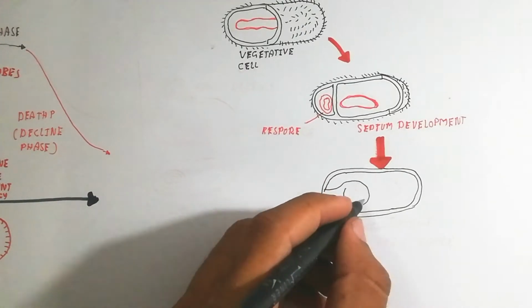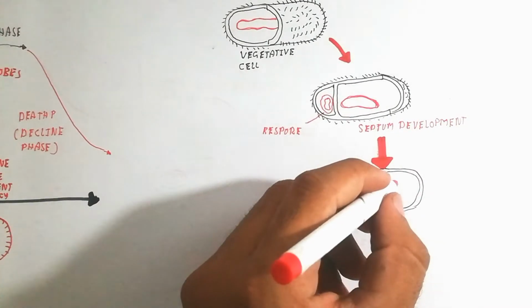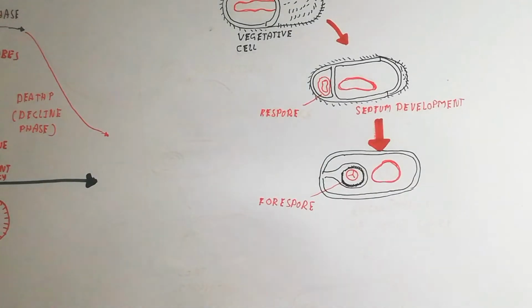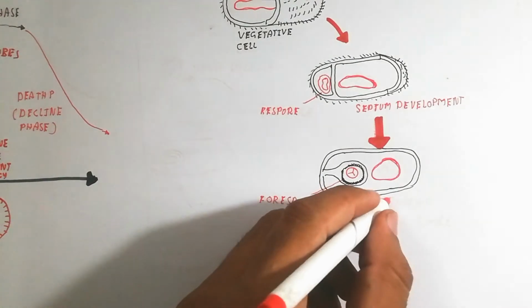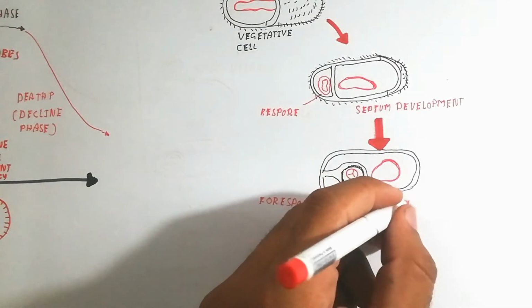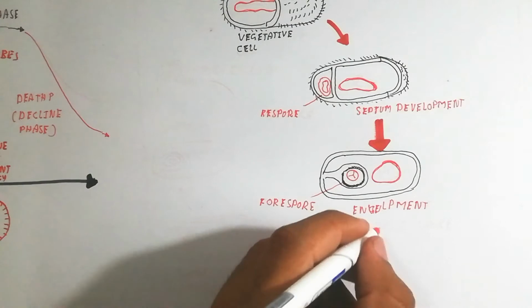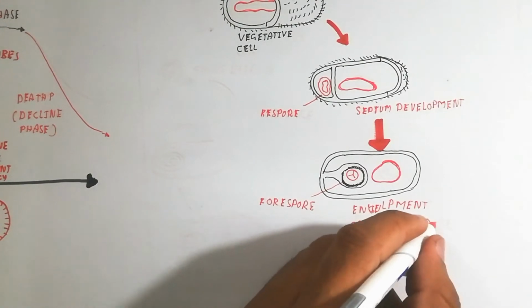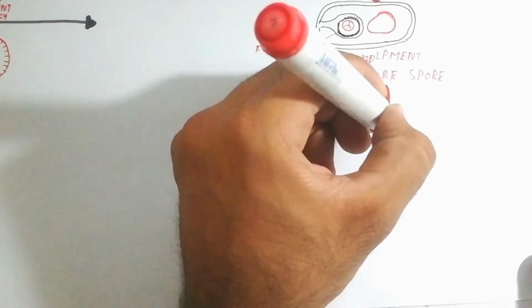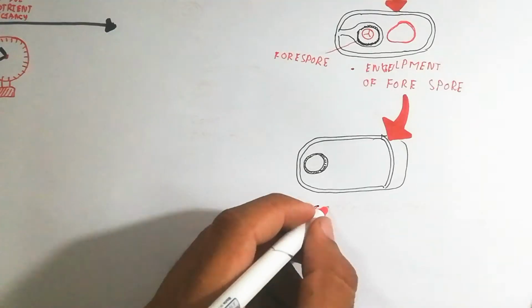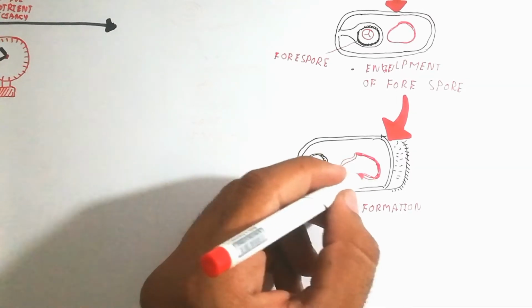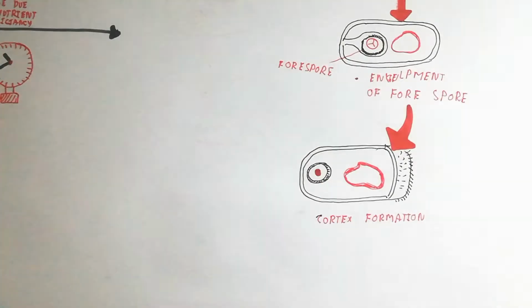Here is the pre-spore, which is converted to the spore. The spore is the mature development, in which the outer covering is produced. Basically, this is the development of the envelope of the spore. That is an important thing. And here is the cortex formation, meaning the coat which develops in the outer region of the spore. That is the cortex formation and the coat formation.